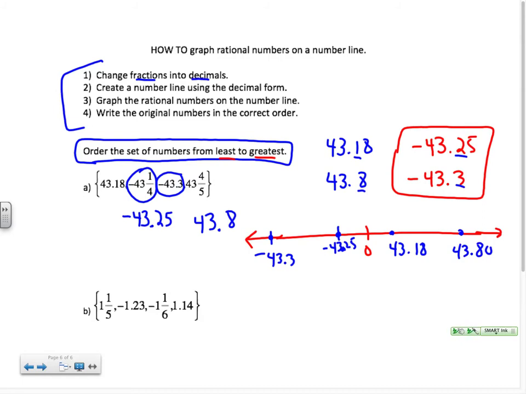So my answer would be, I'm going to put those back into their original form. Let's see, negative 43.3. That's done. The next negative is negative 43 and 1/4. That's done. Now on the positive side, 43.18. Done, and 43 and 4/5.